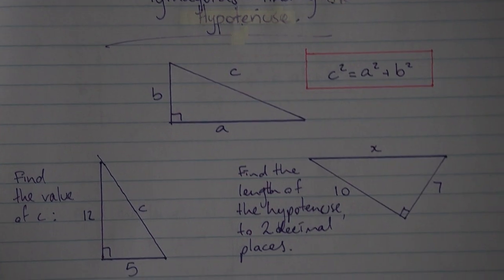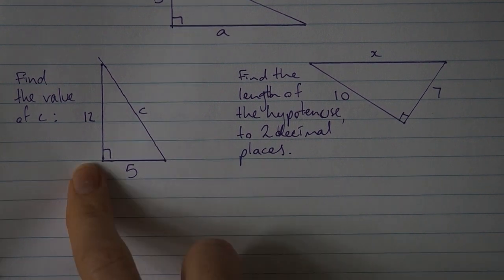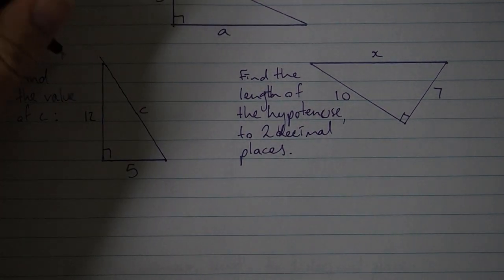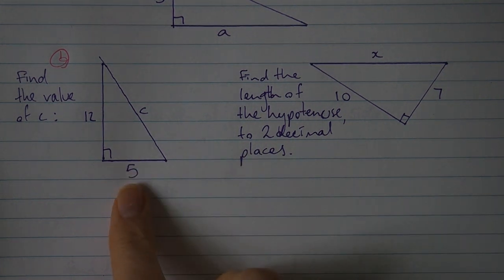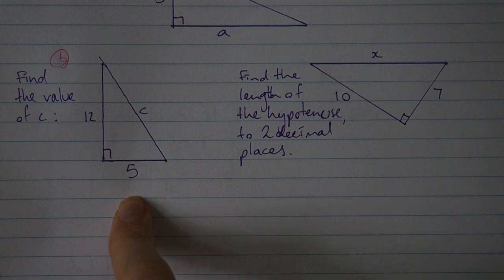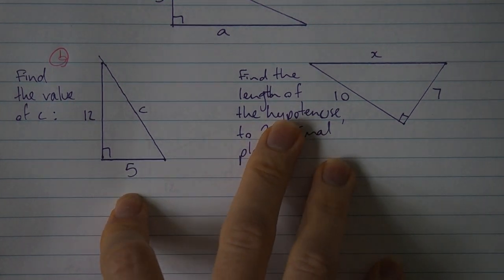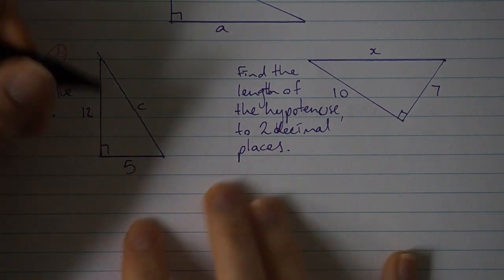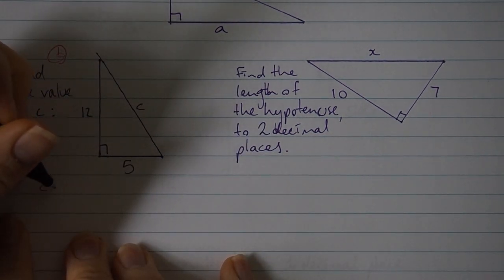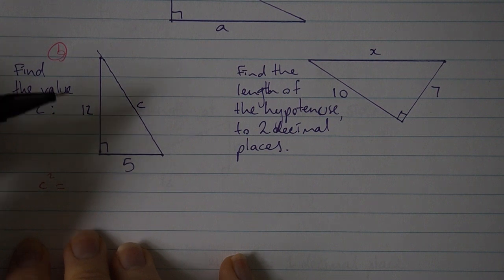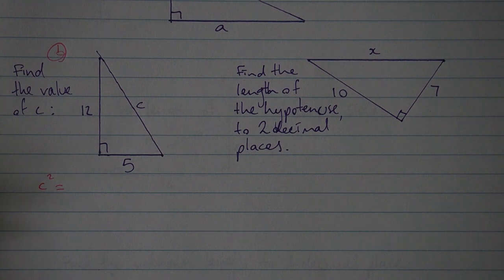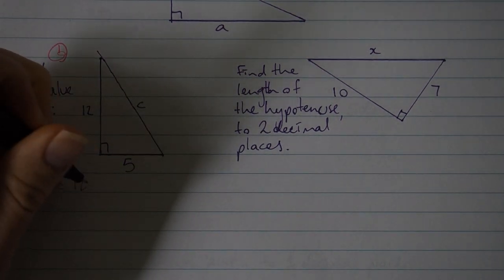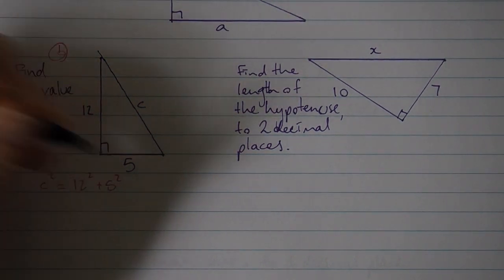Okay, so our first question, I'll number this number 1. Find the value of C. So we want to take the sides of this triangle that we've been given and apply Pythagoras' theorem. In this case, our hypotenuse is called C, which is nice and easy. So C squared is equal to, now my other two sides are 12 and 5. Now I just want you to get into the habit of writing the bigger side first. Okay, so I'm going to use 12, so 12 squared plus 5 squared.